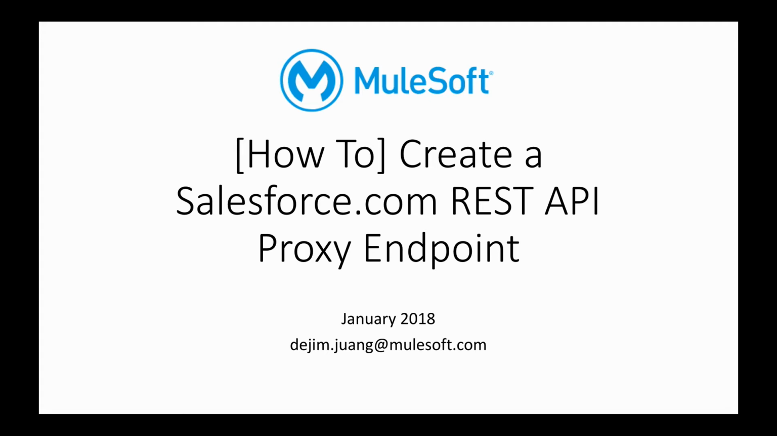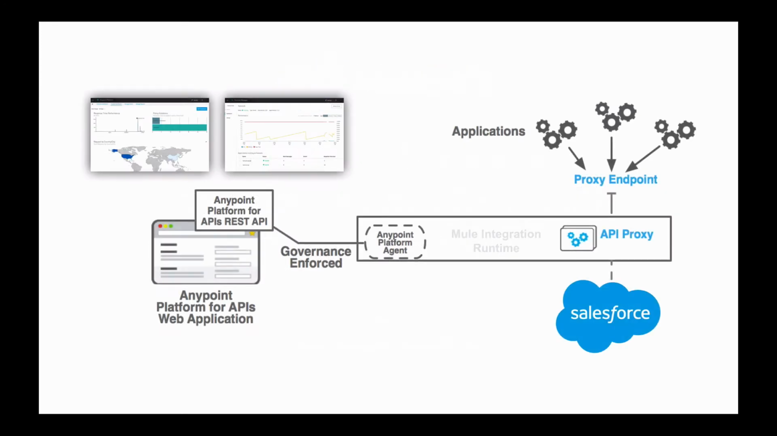Okay, so here's a quick demonstration showing you how to create a Salesforce.com REST API proxy. So instead of exposing your REST API from your existing Salesforce instance, create an API endpoint, a proxy endpoint that exposes this endpoint out to your consumers, your applications, your partners, your different systems, and have them go through the proxy before they can actually hit your Salesforce instance.